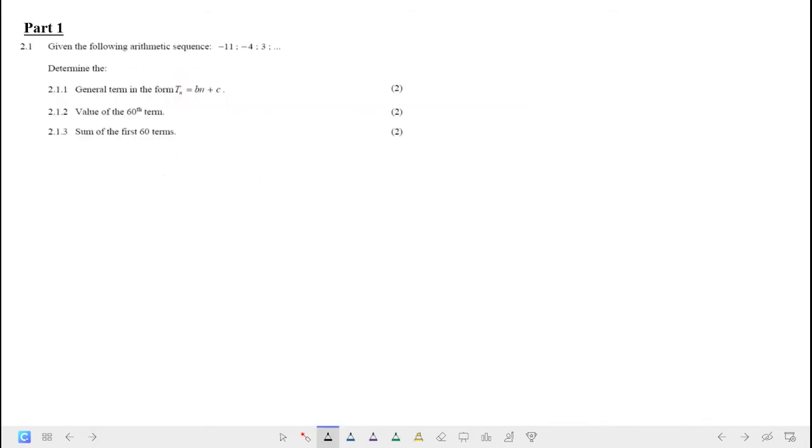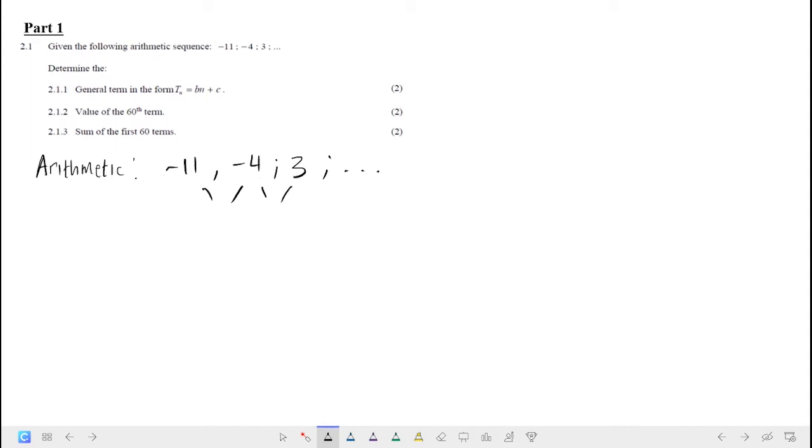Now in 2.1, we are given the following arithmetic sequence. Whenever you are given a sequence, it is important that first you write down the sequence, arithmetic, and then you write the terms that you're given, right? Now, after you've written down the sequence, what's the first thing that you need to do? Since we know that this is an arithmetic sequence, we're going to find what?